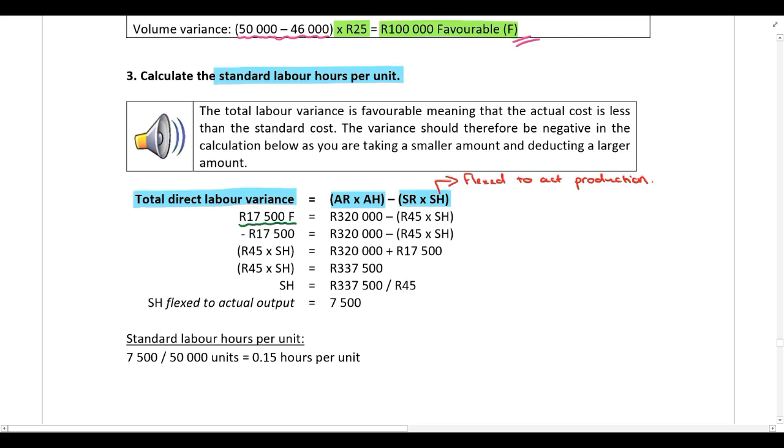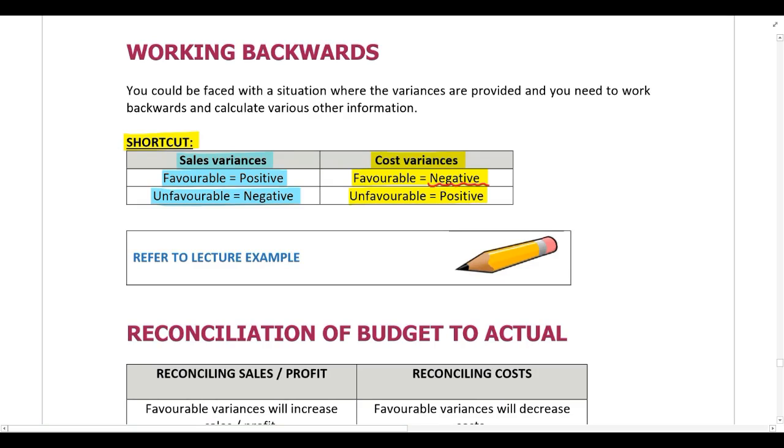Now, if the variance is favorable, it means that the actual labor cost must be less than the standard cost. So the actual cost is lower, the standard cost is higher, and that will result in a favorable variance. So if we are taking a lower amount and deducting a higher amount, that is going to give us a negative answer. If you go to the shortcut, we are dealing with cost variances. The variance is favorable, so you need to include it as a negative amount in your calculation.